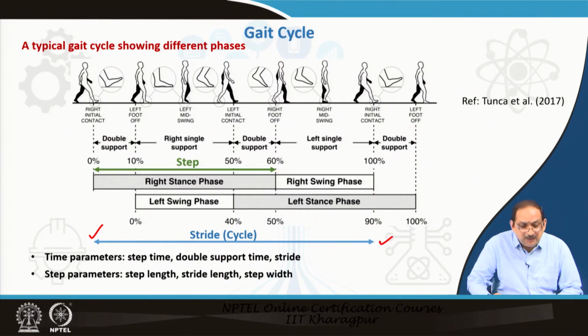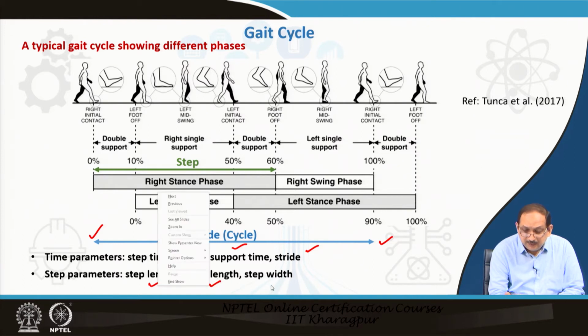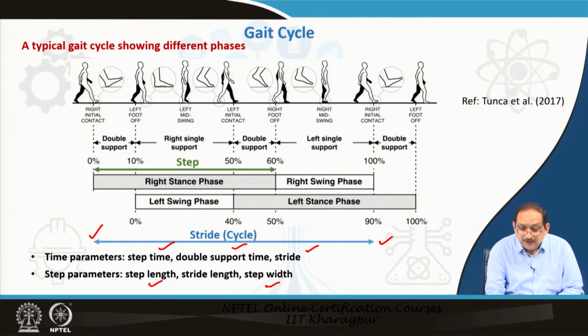Let us discuss the time parameters and the step parameters that have influence on the gait cycle. Time parameters are step time, double support time and stride time, whereas step parameters are the step length, stride length and the step width.